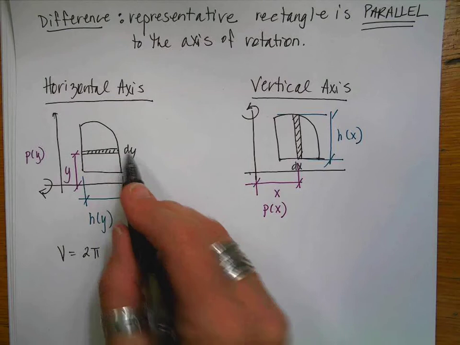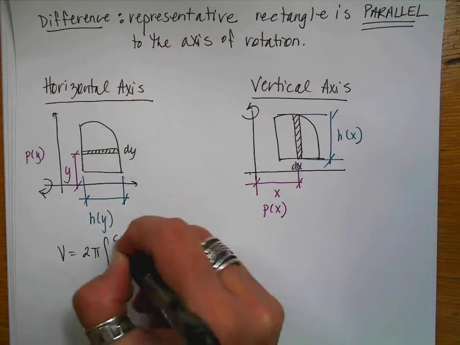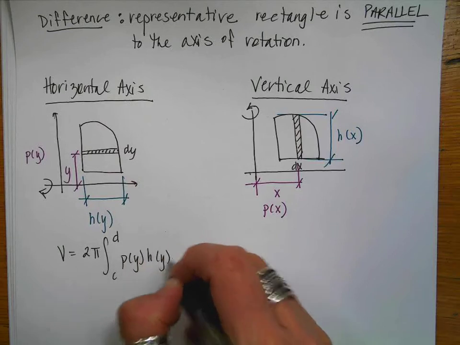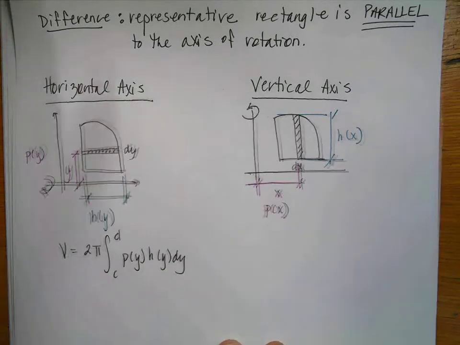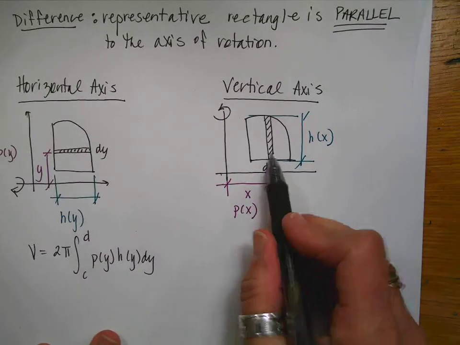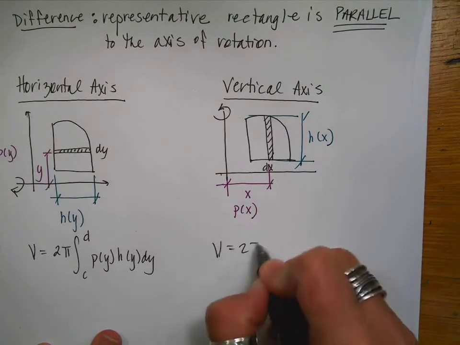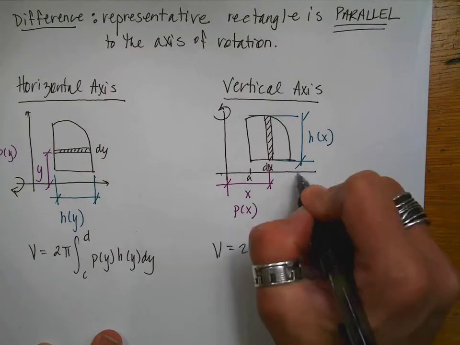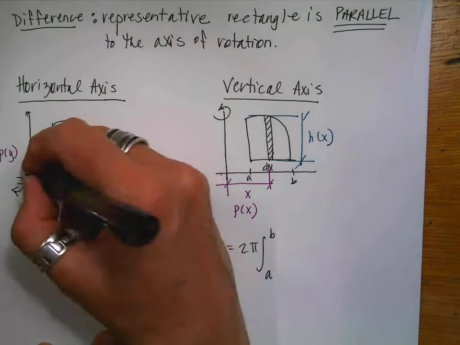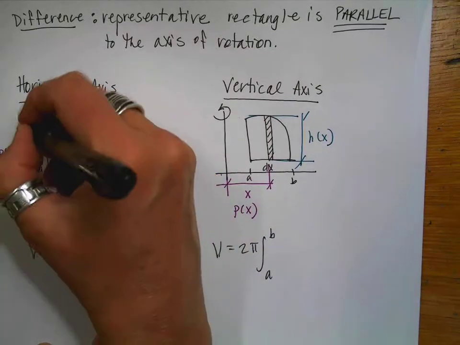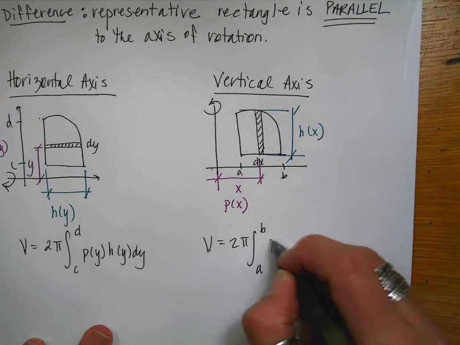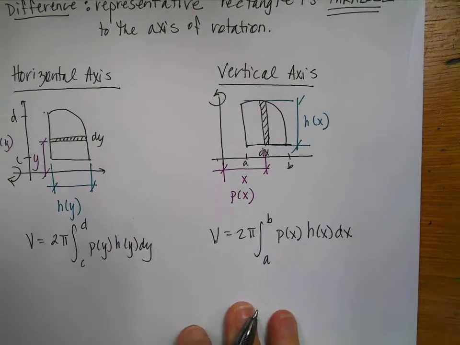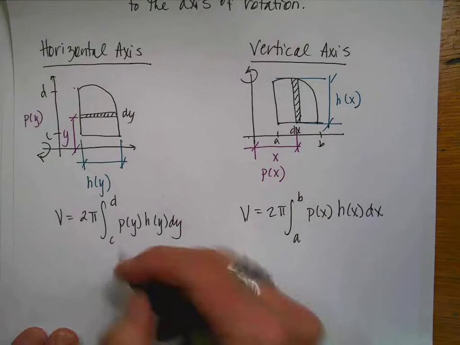On my horizontal, because I have a dy, I'm going to integrate from c to d, and it's going to be p of y, h of y, dy. And then my vertical axis, over here, the volume is going to be 2 pi, integrating from a to b. I guess I should put those on there. That's a, and that's b, and this is c, and this is d. And then I'm going to have p of x, and then h of x, dx.